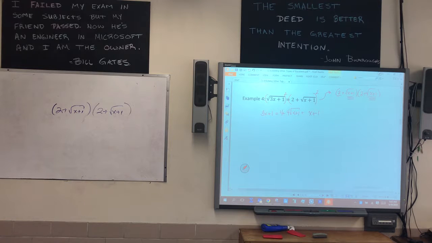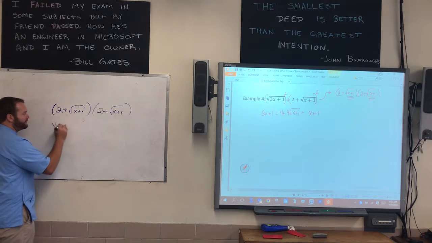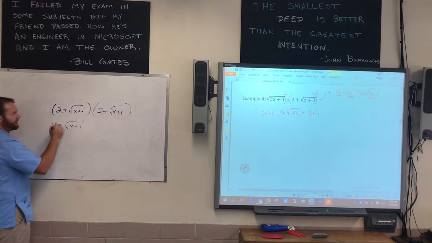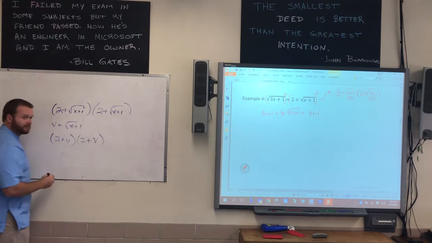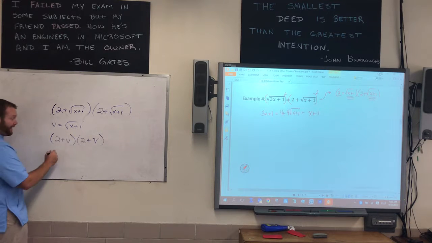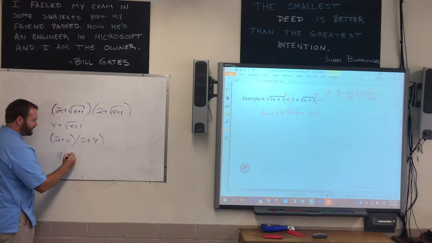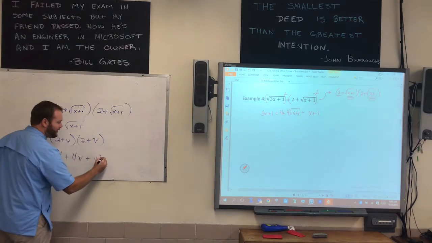Okay, and trying to foil that and think about keeping things straight. So this is what I like to do. I like to say, okay, well, let's let, I don't know, v equal root x plus 1. So then can I do this? Can I then rewrite this as 2 plus v times 2 plus v? Does that make sense? Foil it out, 4, 2v, another 2v, so that's 4v. And now plus v times v is v squared, right?